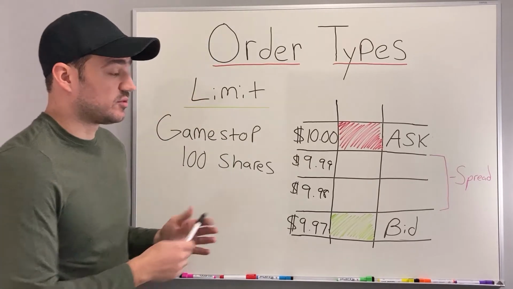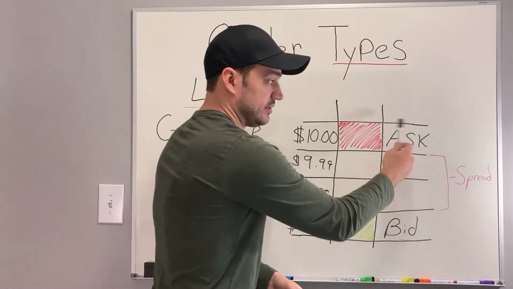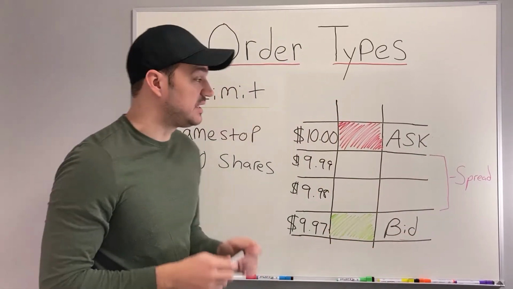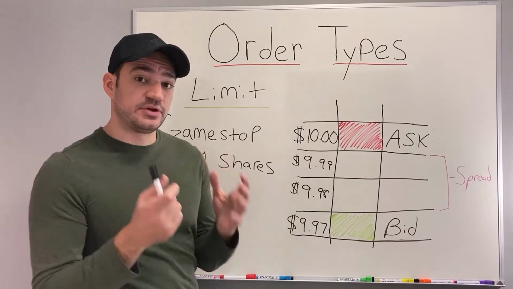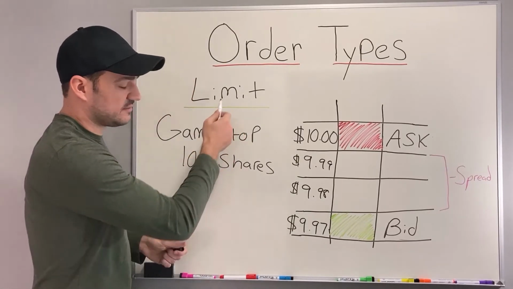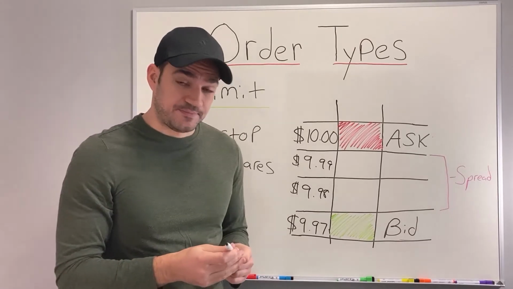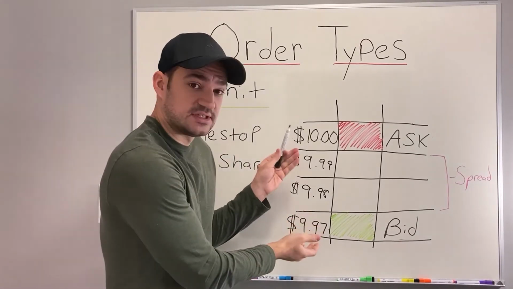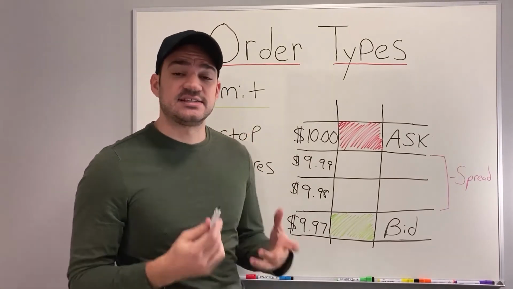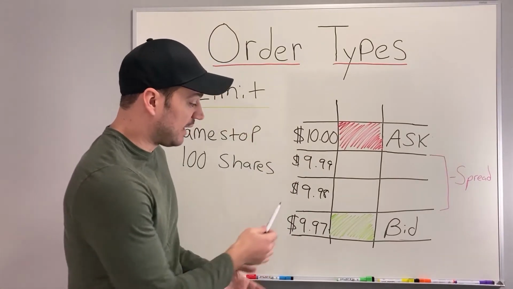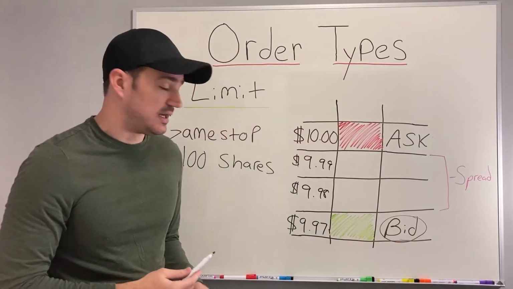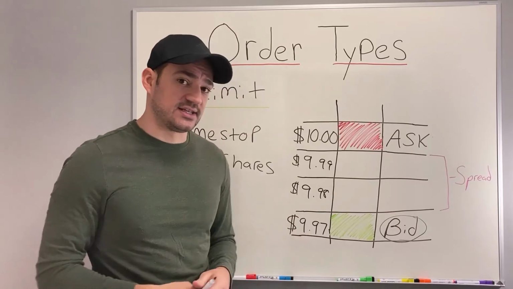As I said, with a market order, when you go to buy, you're buying the ask, and when you go to sell, you're selling the bid. Well, with a limit order, you tell the computer very specifically what you want. So I'm going to say I want to buy 100 shares of GameStop at a limit order. I can look at this table and say, I like $9.97, that seems like a good price for me. I'm going to join the bid. I want 100 shares at $9.97.